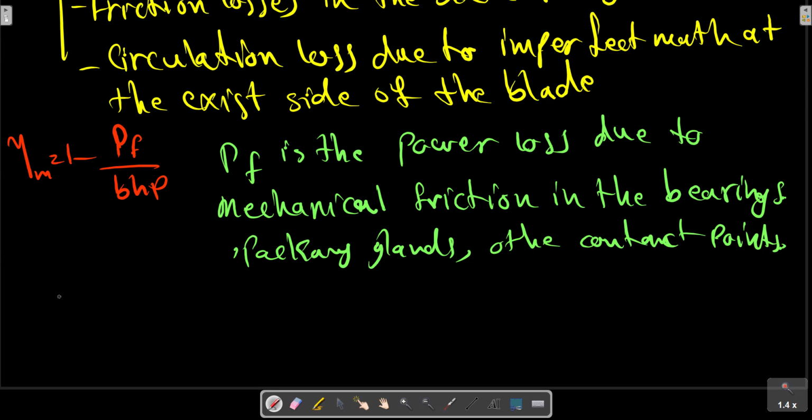By definition, the total efficiency is simply the product of its three parts: volumetric, hydraulic, and mechanical. All three parts are important and should be considered in the pump design. Elementary pump theory will be discussed in the next video part.